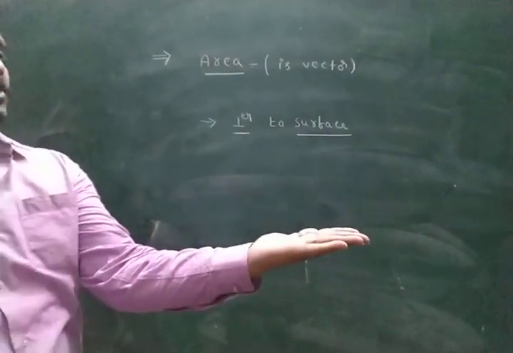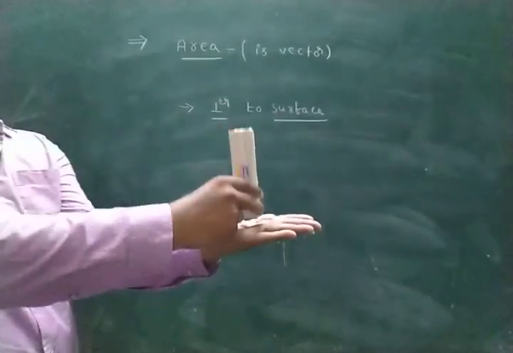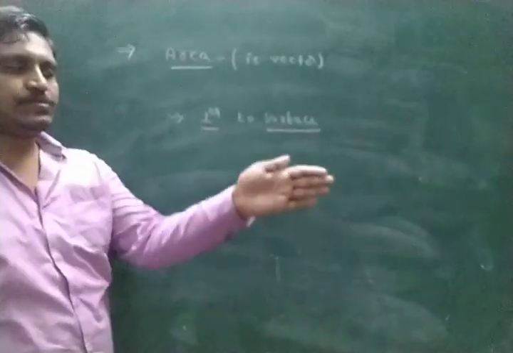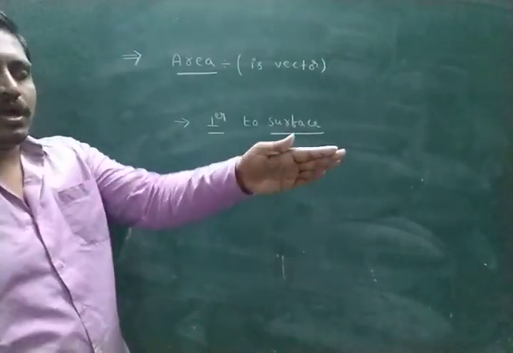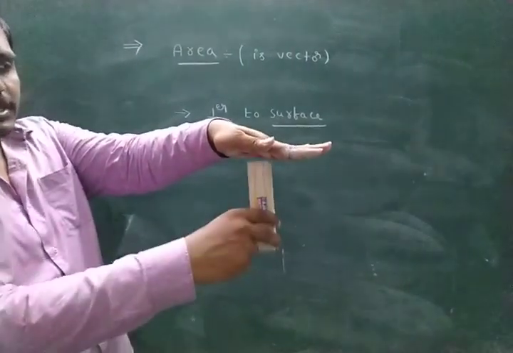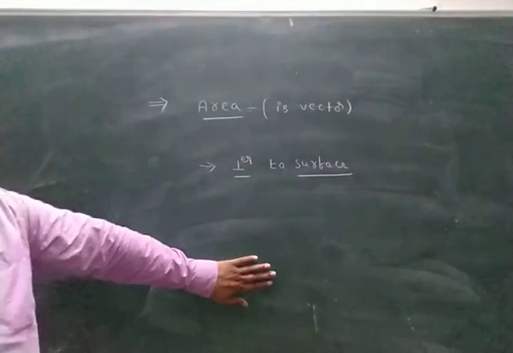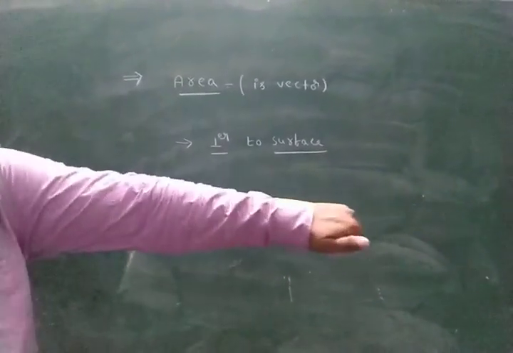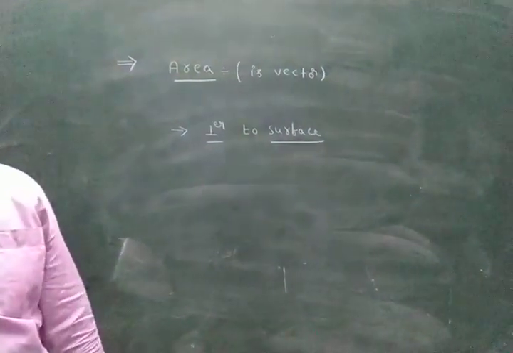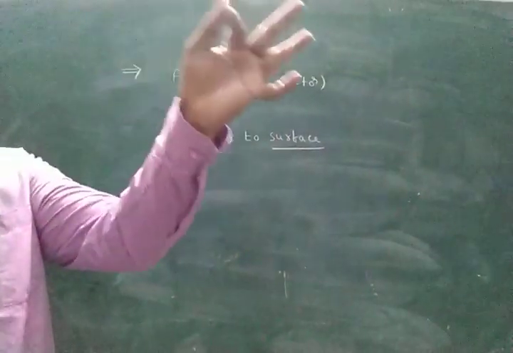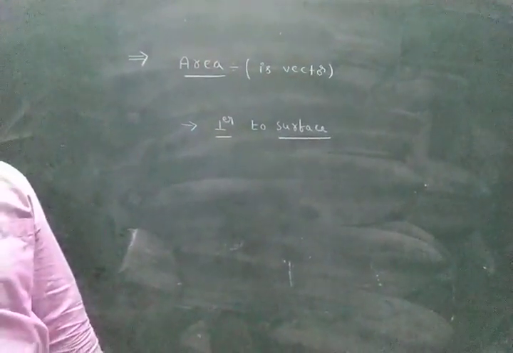Your palm is the surface. This is the direction of area. Here, this palm is the surface, and this is the direction of area. Board is the surface, and this is the direction of area. Here area is a vector. Its direction is always perpendicular to the given surface.